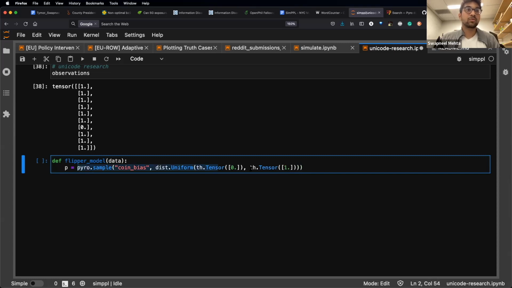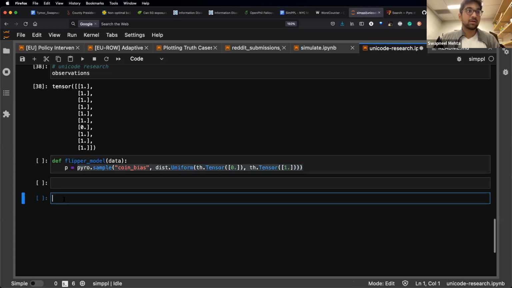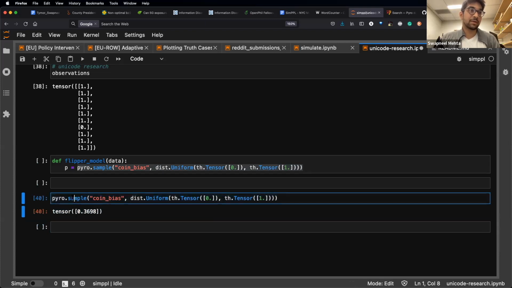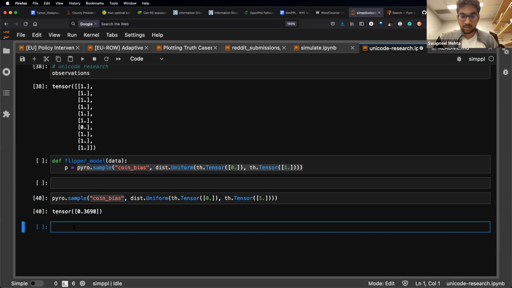So again, to be very clear, what this does: if you just run this function, it will give you a sample, but because it's pyro.sample, instead of just sampling from the torch distribution, it will also log this. I don't remember how to show this, but trust me that this gets logged somewhere, and Pyro knows that you're sampling.